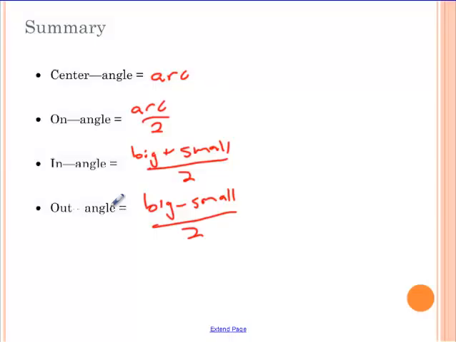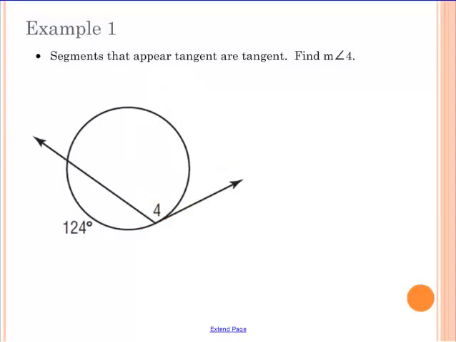The big circle problems that I'm going to be passing out are going to do all of this, and we have to make sure that we're comfortable knowing which one's which. So let's find angle 4. First off, the physical angle, the vertex of the angle is on the circle. So I have to do on. So I'm doing arc divided by 2.